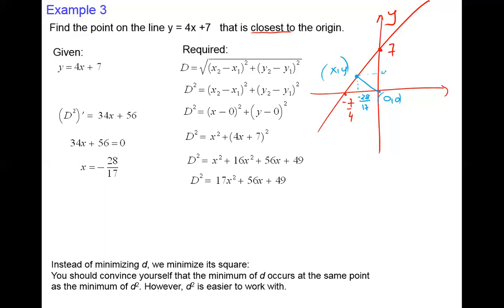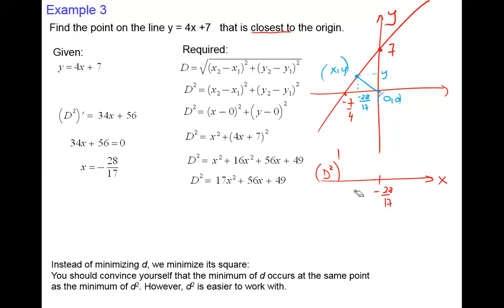Okay, and we can find the corresponding y, but the only thing is we have to double check if this number, negative 28 over 17, for my derivative, is giving me, I mean the first derivative test is showing me that this is a minimum value for the function, for the d squared at that point.